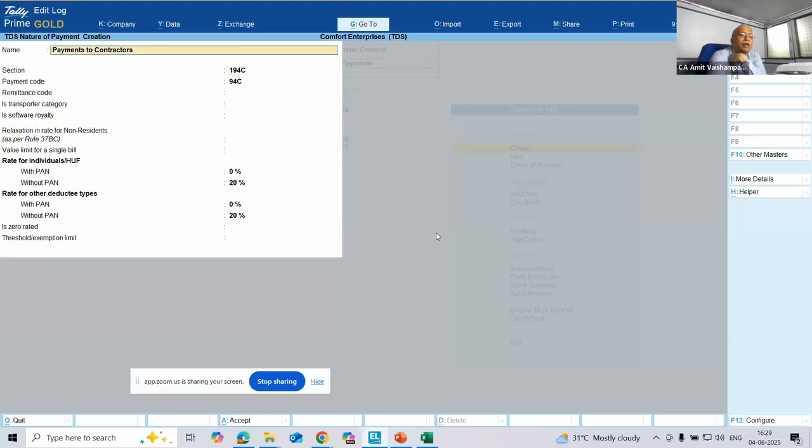Either you can create multiple TDS payment masters here for 194C, one for 1%, one for 2%. So you can mention here, put it as 2%, give the exemption limit or whatever, and you can create one more, less than 1 CR, with 1%. This is how the configuration can be done. One of the ways, this is how the configuration can be done.